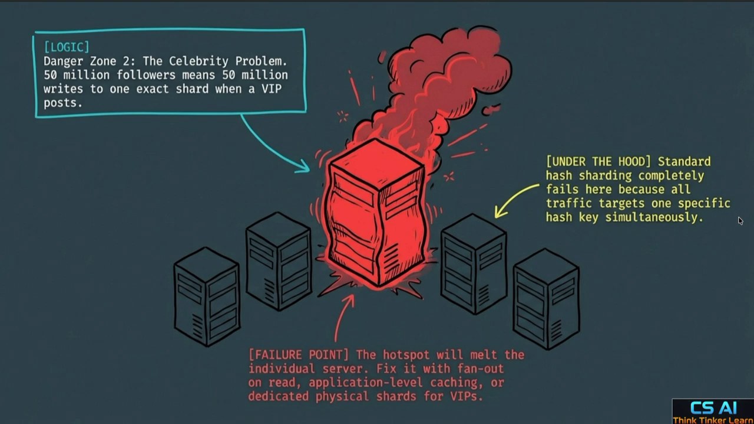To fix it, you need advanced strategies. Fan out on read, where a single write is replicated to many read-only copies. Application-level caching to reduce database hits, or a dedicated physical shard for VIPs to isolate high-traffic entities.